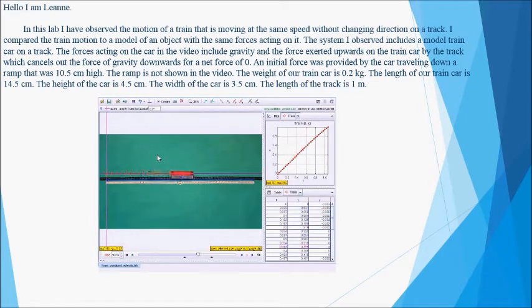The weight of our train car is 0.2 kilograms. The length of our car is 14.5 centimeters. The height of our car is 4.5 centimeters. The width of the car is 3.5 centimeters. The length of the track is 1 meter.